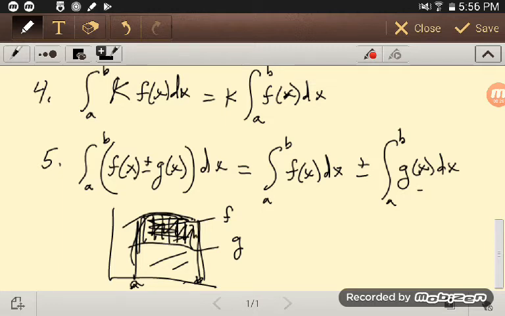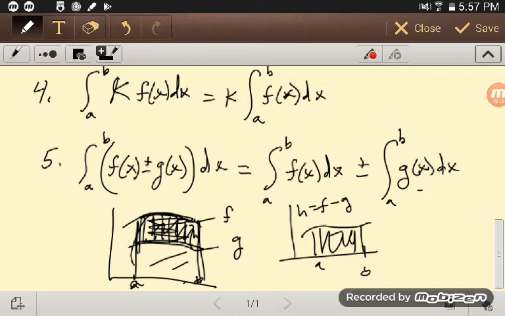So it seems reasonable. So again, now by definition, when you do the f of x minus g of x, you're not actually dealing with this area up here. What you've done is you've created a new function, h equal f minus g, and here's a, here's b. You've created that height and you found this area, but that area is the same as that area. Okay, so those are our properties.